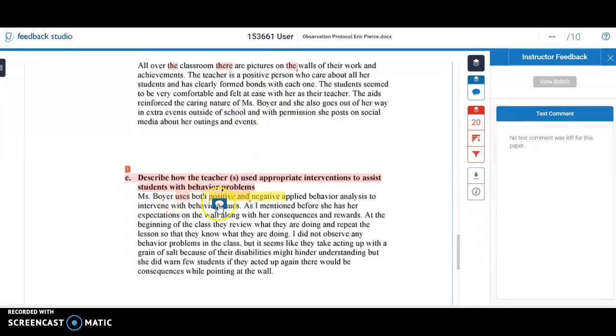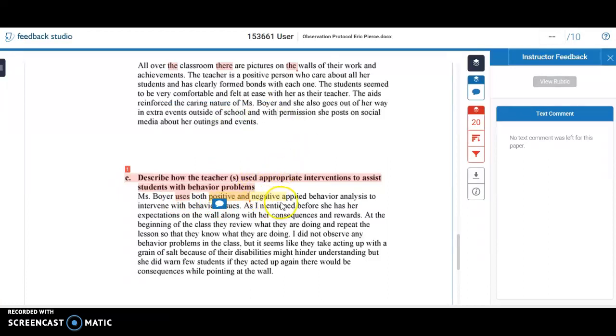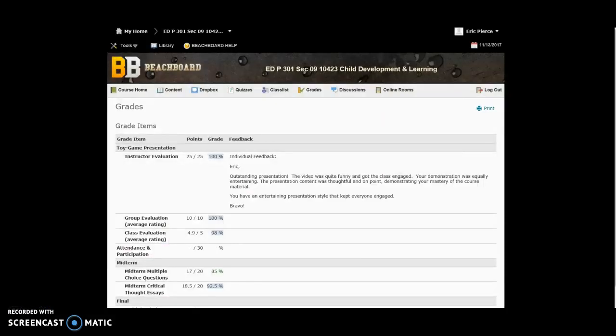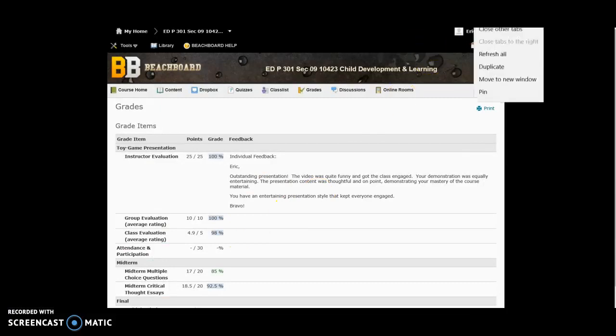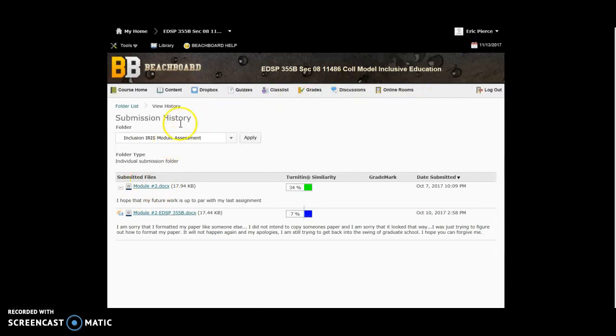She corrected me for saying positive and negative applied behavior analysis. There's only applied behavior analysis, etc. Now, was I expecting a perfect score? No, but the score I got was a, bear with me, the score I got was a 1. I got a 1 on that paper.